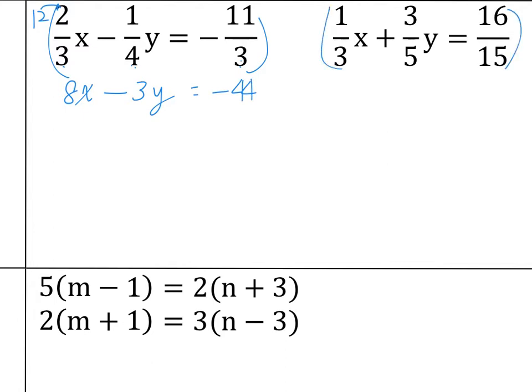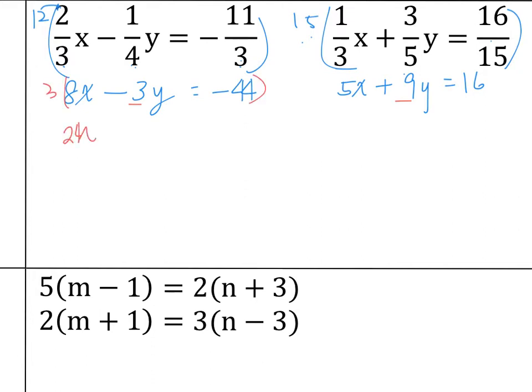And the LCD between 3, 5, and 15 is 15. And 15 times 1/3 x is 5x. 15 times 3/5 y is 9y. And then 15 times 16 over 15 is 16. And now I'm going to choose the LCM between 3 and 9, which is 9, to eliminate one variable right now. So I'm going to go ahead and multiply this equation by 3.